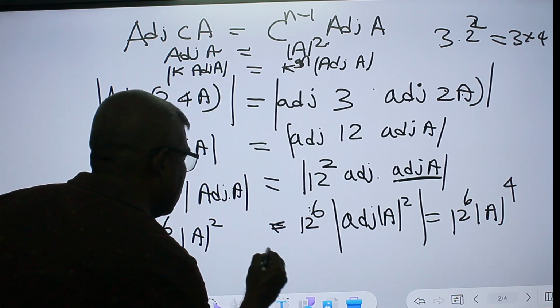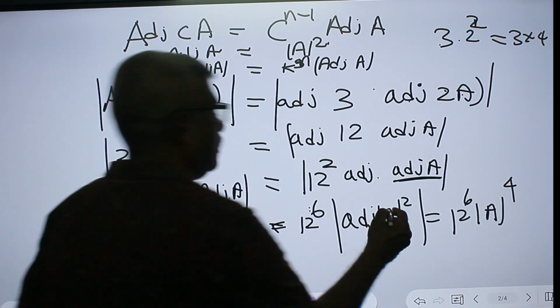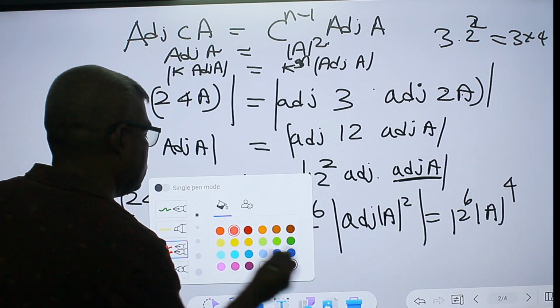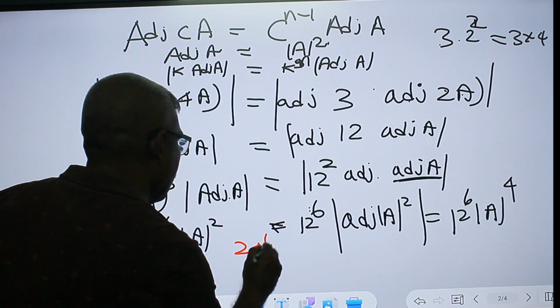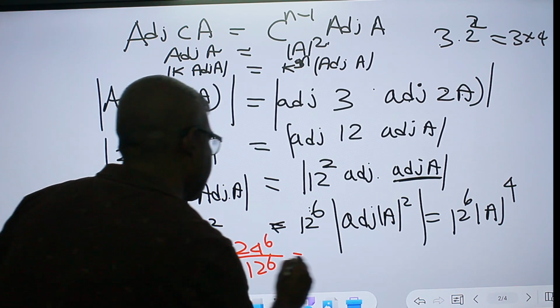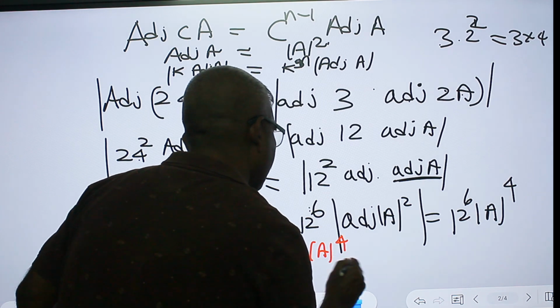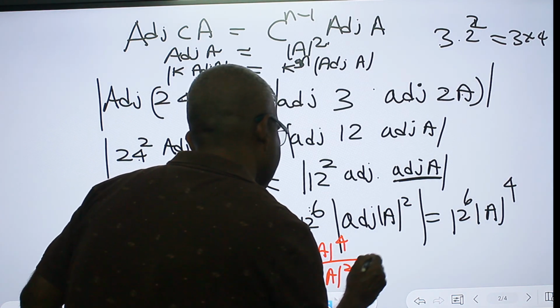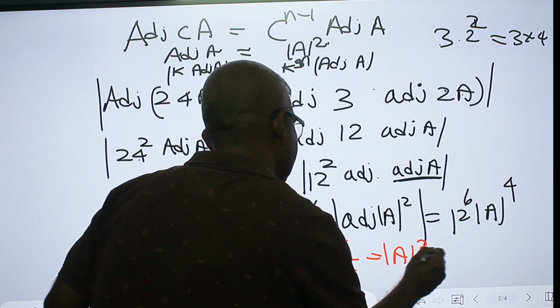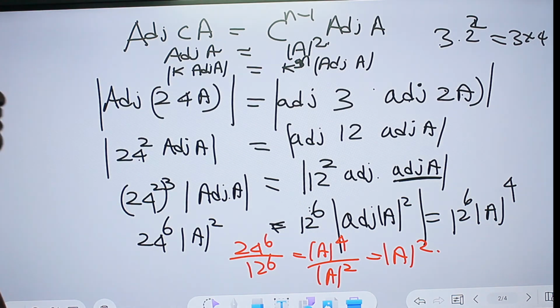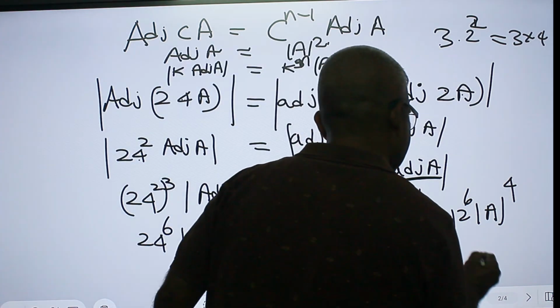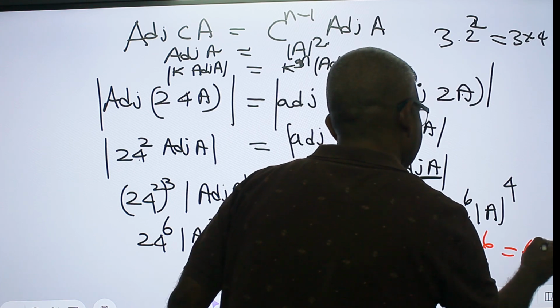Then 24 power 6 by 12 power 6 is equal to A power 4, that is A square, A square. So it is 2 power 6. It is nothing but 64.